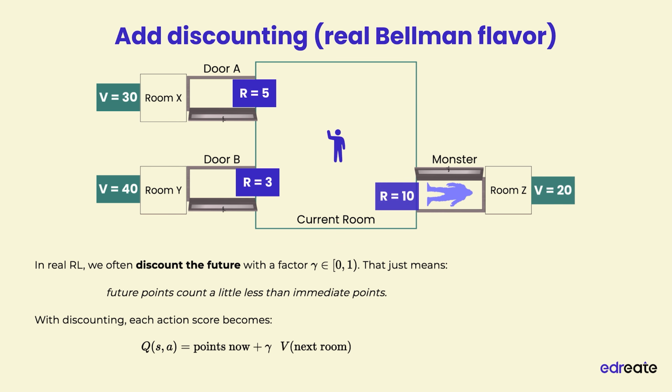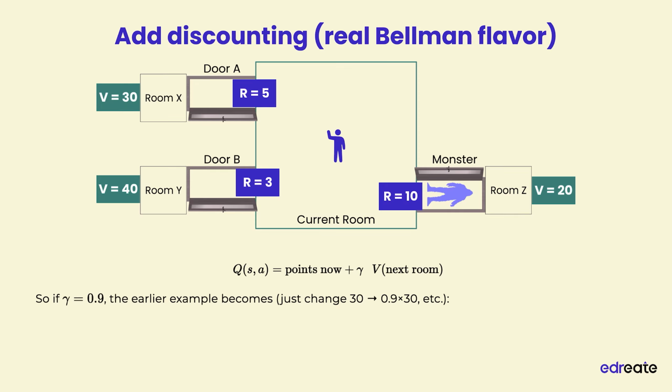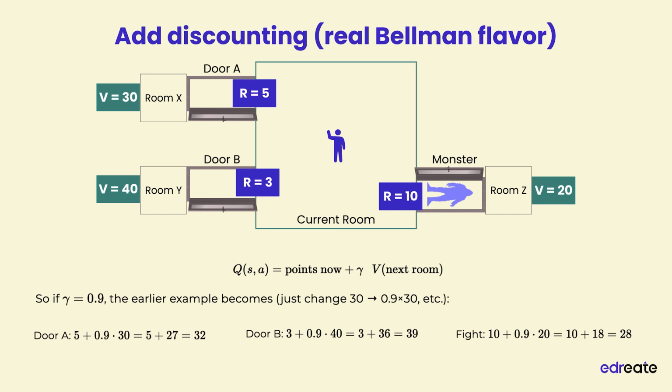In real RL, we often discount the future with a factor gamma, which is between 0 and 1, called the discount factor. That means the future points count a little less than immediate points. With discounting, each action score becomes points now plus gamma times the value of the next room. So if gamma equals 0.9, the earlier example changes: 30 becomes 0.9 times 30 for the door A action. For door B, it changes to 0.9 times 40. And for fighting, it changes to 0.9 times 20.